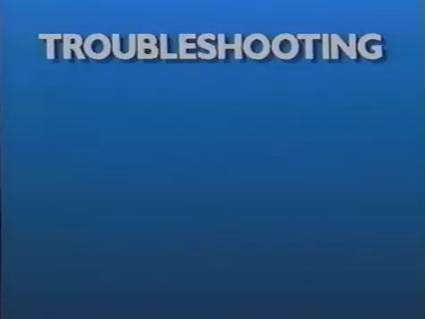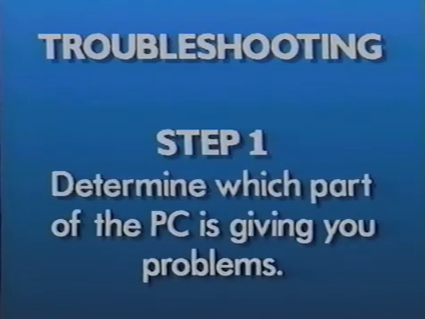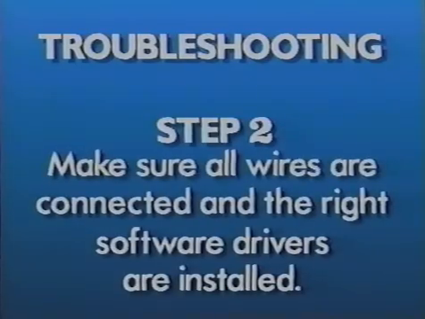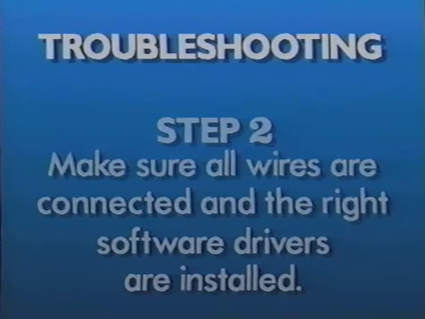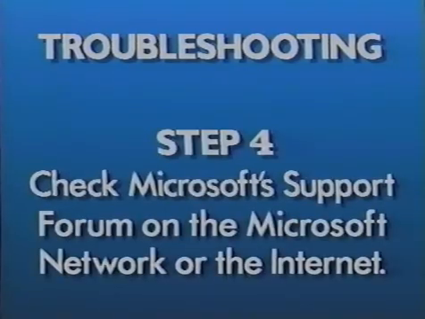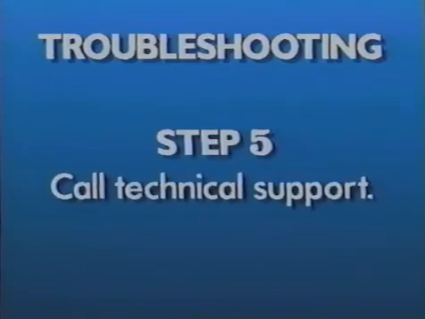So let's review the 5-step process. Figure out which part of the computer is giving you problems. Make sure all the wires are connected and the right software drivers are installed. Look in the online help troubleshooting section for advice on checking your problem. Check the Microsoft Windows 95 support forum on the Microsoft network or on the internet. If you still can't figure out what the problem is, call the technical support line at Microsoft or your computer manufacturer. Remember, the answers to your questions are only the push of a rewind button away.